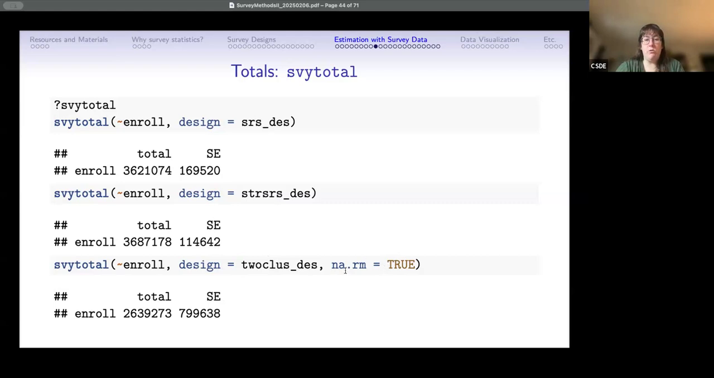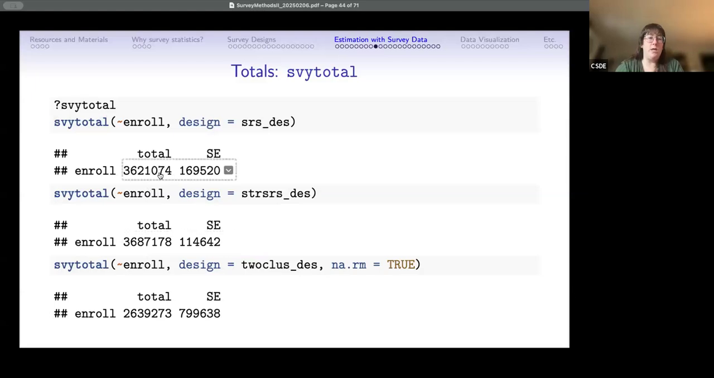If you don't specify na.rm equals TRUE, and there are observations with missing values of the outcome that you're estimating, you will get an NA as a result. So I put that here because it's only in this one that we have that case. Okay, so we have 3 estimates here from 3 different samples from our API POP data frame, the sampling frame.